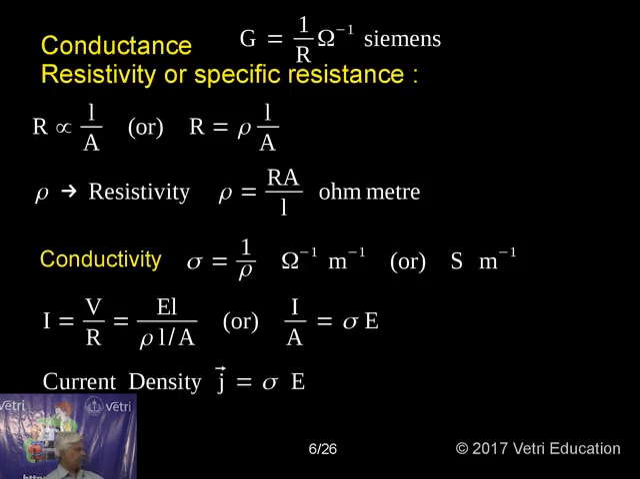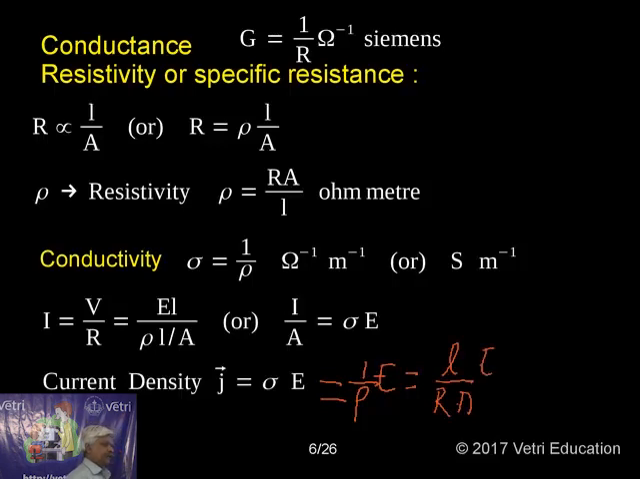Or keeping I by A here, sigma (1 by rho) is called sigma into A. So it is called I by A. I by A is called current density. Another formula for current density is sigma into E. So how can you find that? Simply, sigma is called 1 by rho, that is 1 by rho into E. What is rho? Specific resistance. We know the formula RA by L. So here it is L by RA into E.